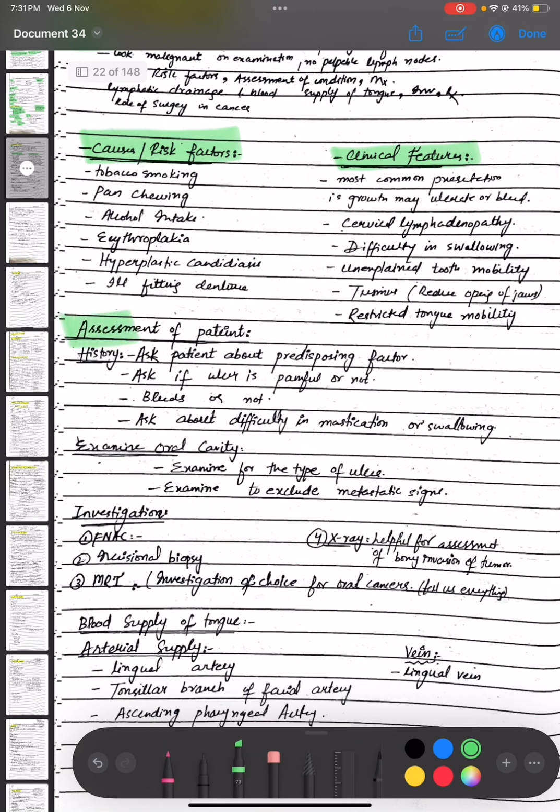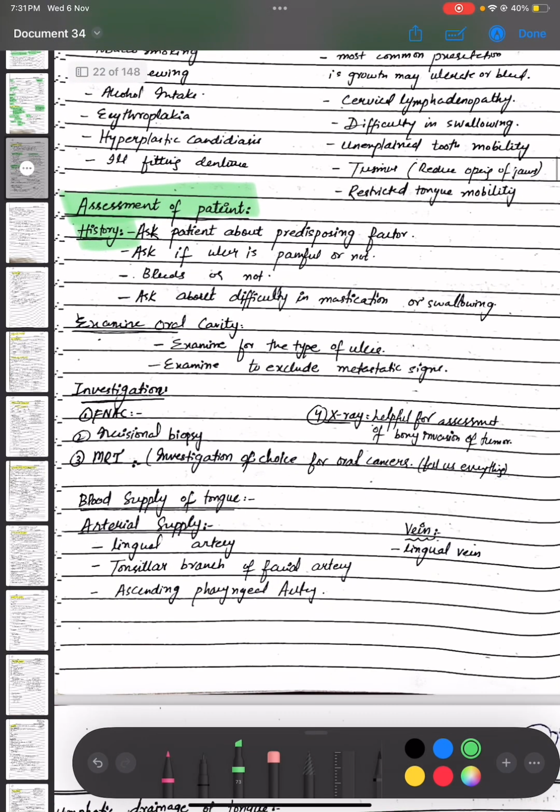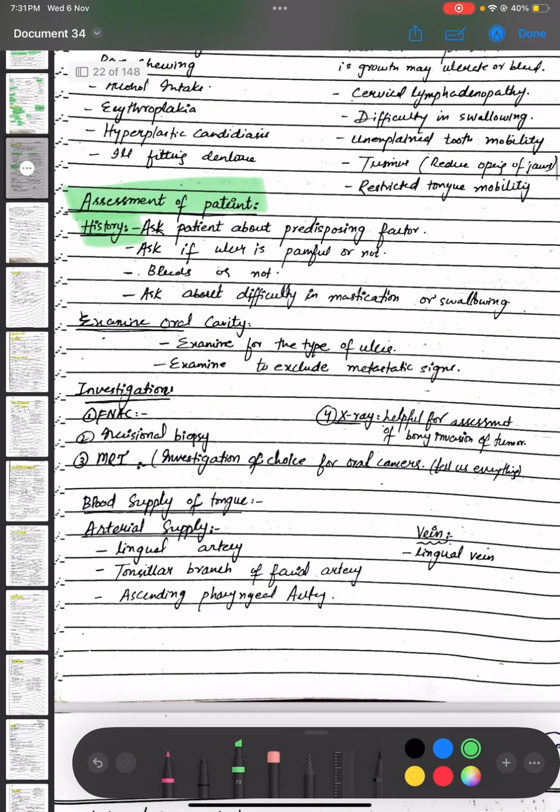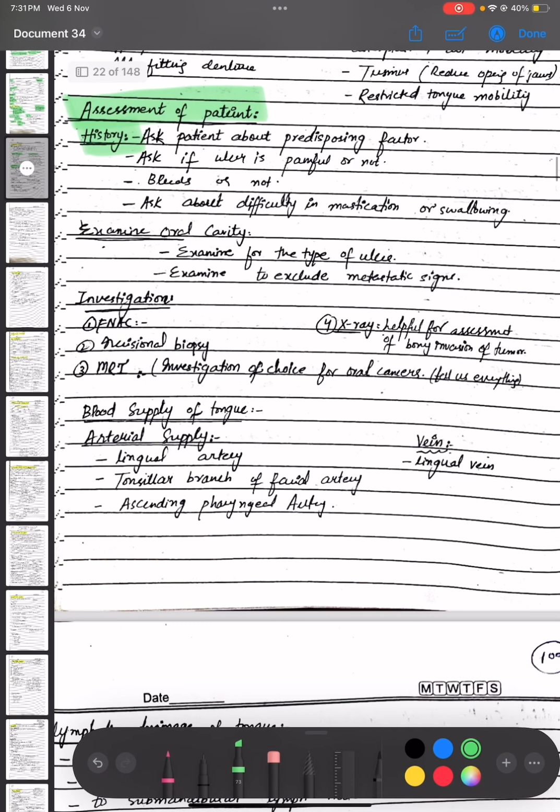The assessment of the patient: first we will take the history of the patient, that is, ask the patient about predisposing factors, then ask if the ulcer is painful or not, whether it bleeds or not, and ask about difficulty in mastication or swallowing. Then examine the oral cavity, examine for the type of ulcer, then examine to exclude metastatic signs.